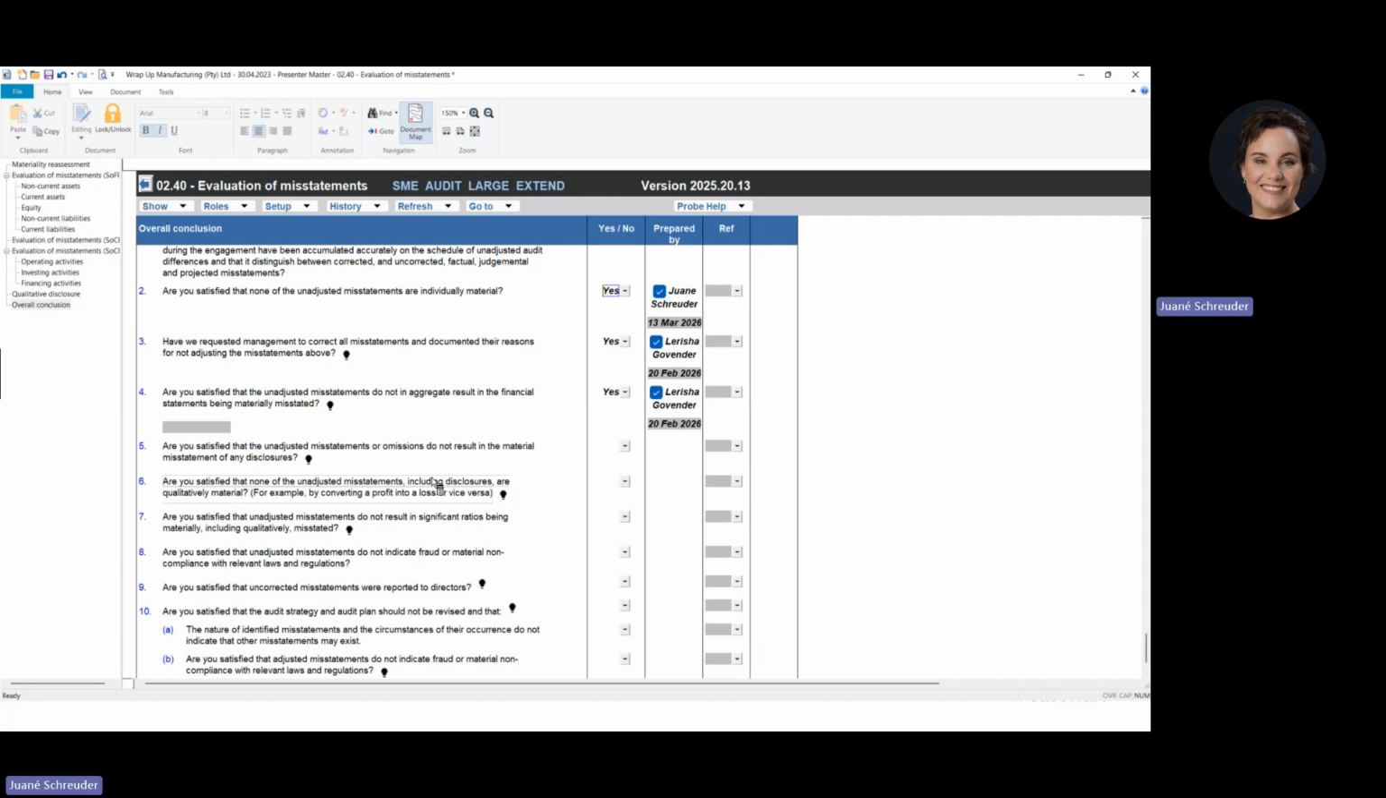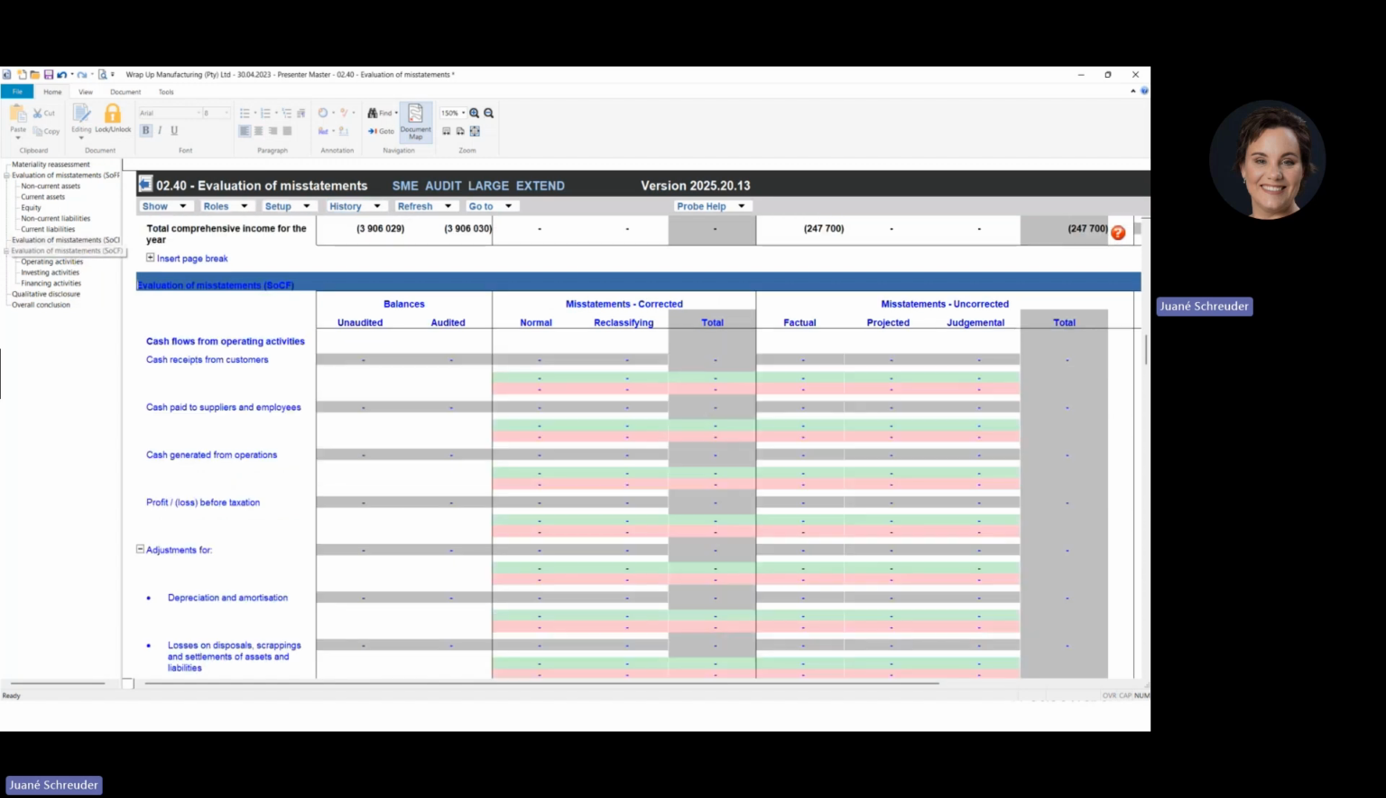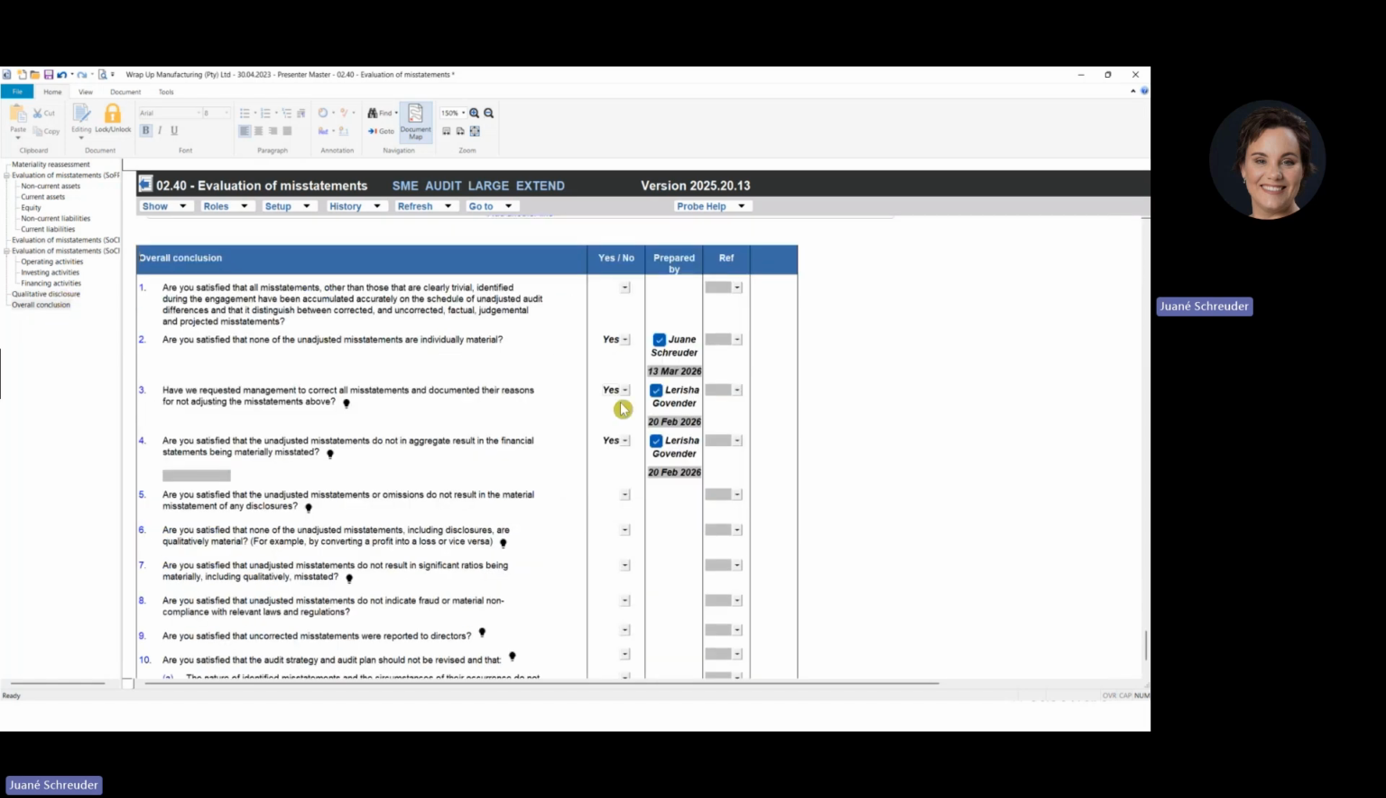Good. So that's then really the tool in the software that helps us to document our evaluation of the misstatements, specifically in the statement of cash flow, not comprehensive income. There we go, statement of cash flow, and then the qualitative disclosure under notes, and then lastly completing our overall evaluation or overall conclusion about all of the misstatements, again individually or in aggregate, in total.